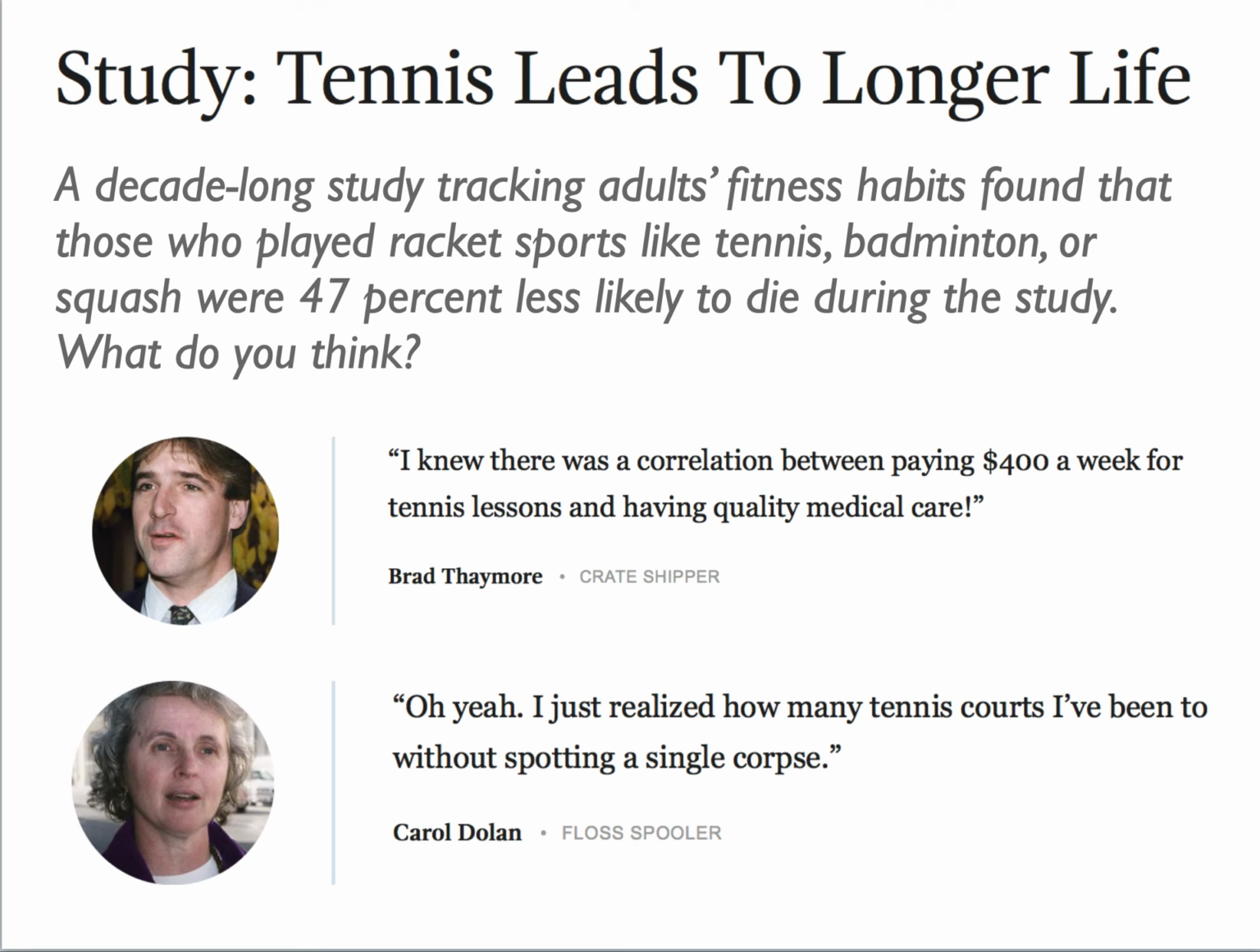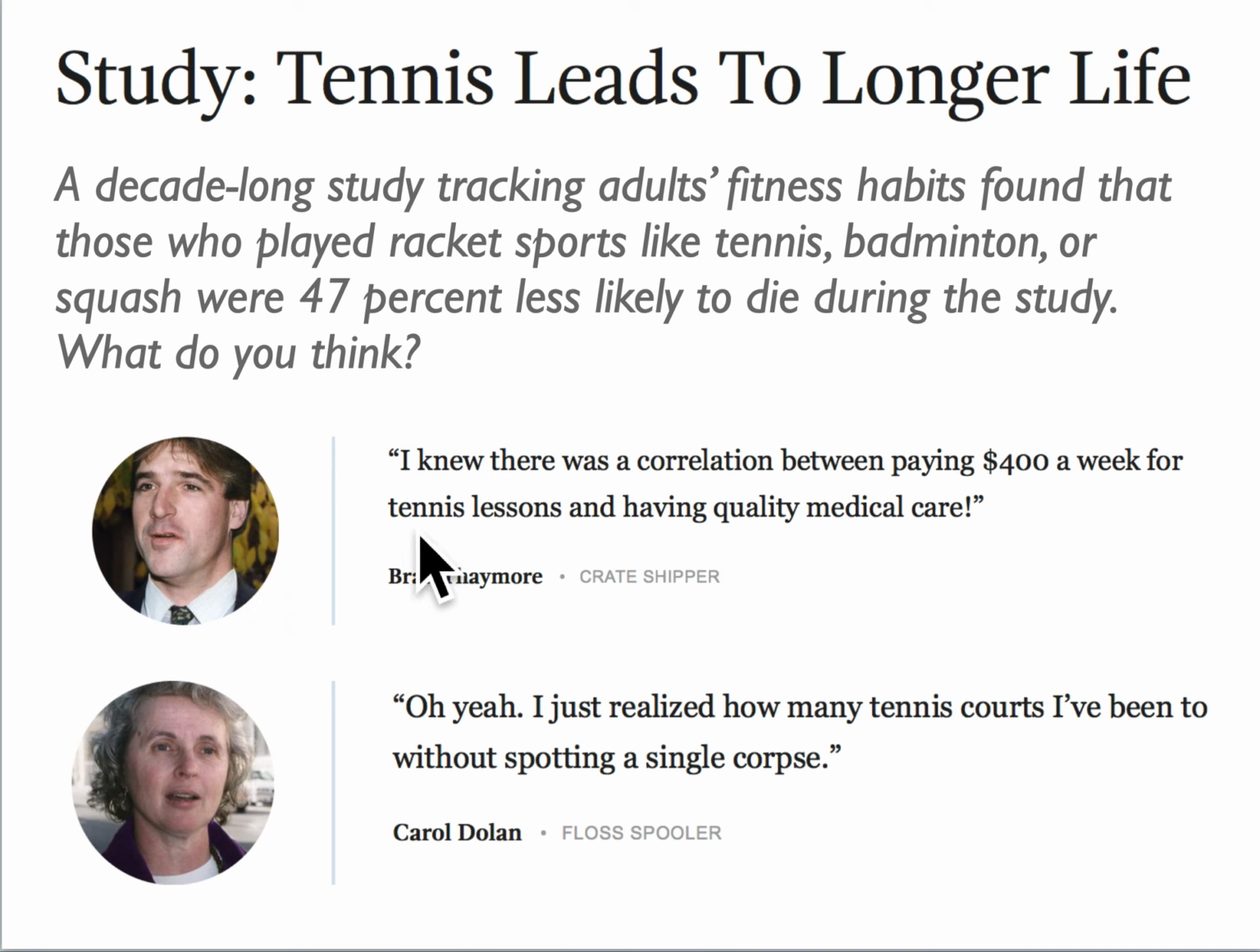This is from The Onion. It's a joke, but it gets at common cause as a possible explanation. "A decade-long study tracking adults' fitness habits found that those who played racket sports like tennis, badminton, or squash were 47% less likely to die during the study." What do you think? And of course, the headline is "Tennis Leads to Longer Life," as though playing tennis can cause you to live longer. And the first answer is, "I knew there was a correlation between paying $400 a week for tennis lessons and having quality medical care."